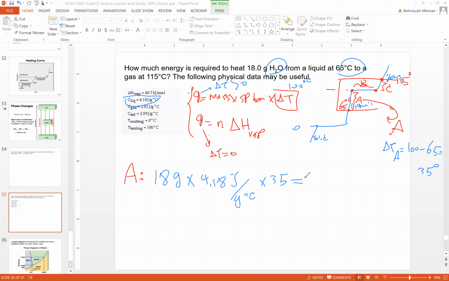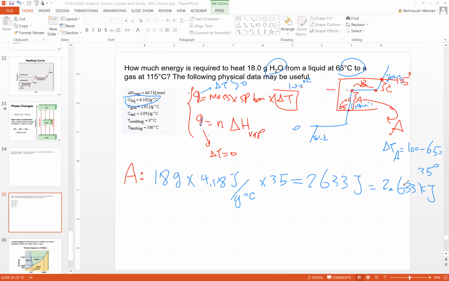And I'm going to find this value and record that number: 18 times 4.18 times 35. And that is 2,633 joules, or 2.633 kilojoules. So we decide later which one we are going to use, the joules or kilojoules, because when you're adding A, B, and C, they must be either all in joules or all in kilojoules.